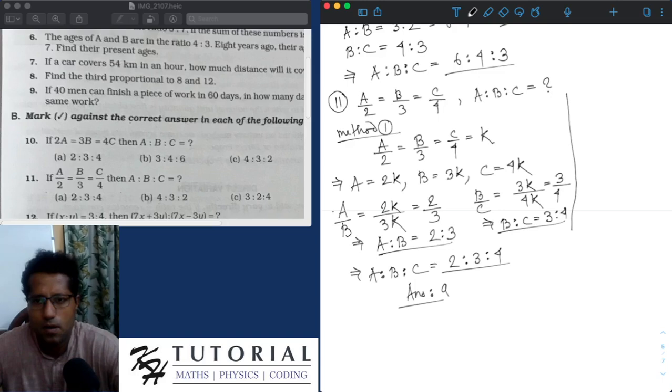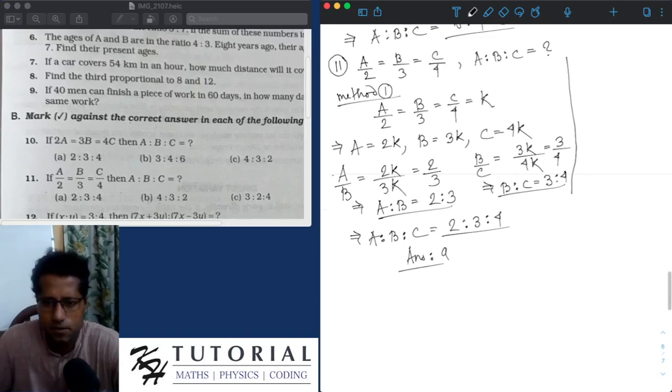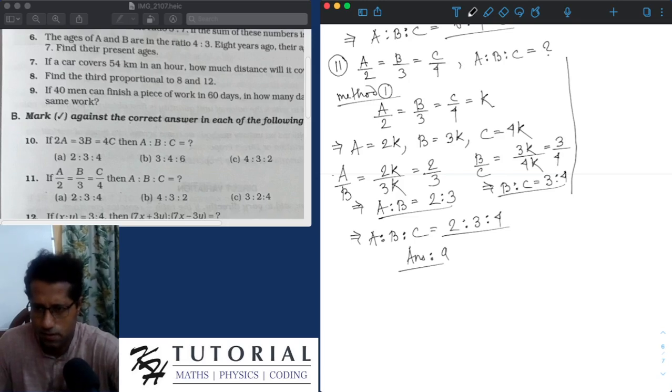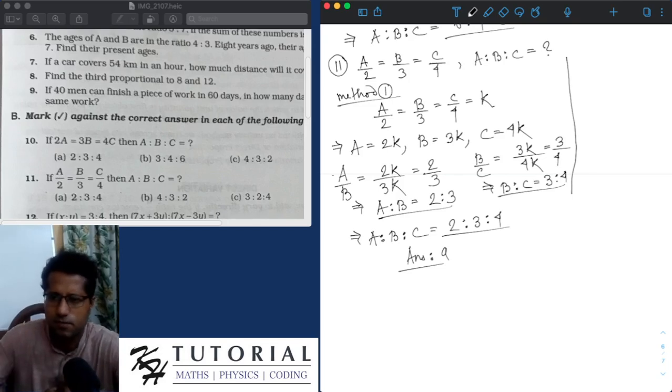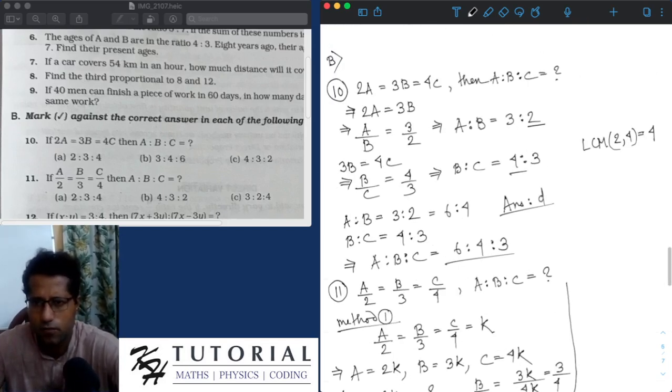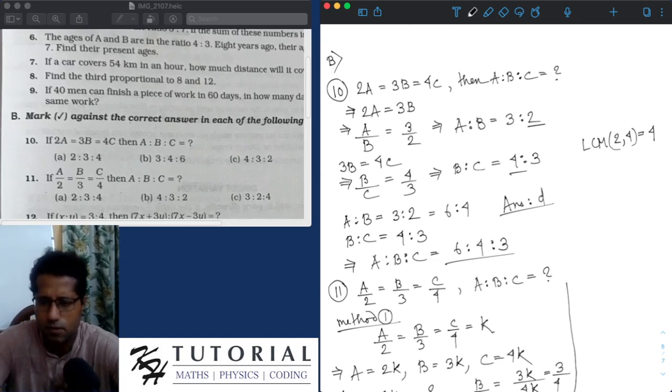Now another method. The concept is you have to find a is to b and then b is to c. In this ratio a is to b and b is to c, if the b terms are the same, then you can directly get a is to b is to c. But if the b term in a is to b, the second term, and the b in b is to c, the first term, are not the same, then you have to find the LCM, just like we did in the previous problems, that is problem number 10.